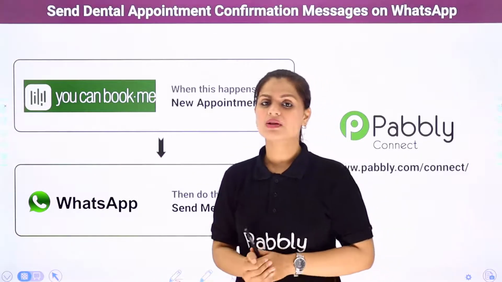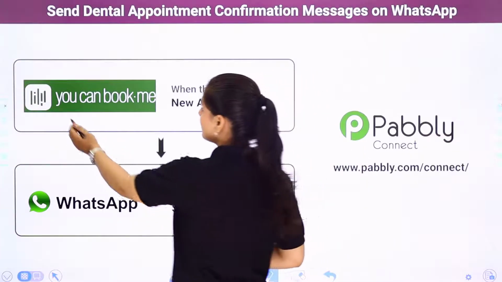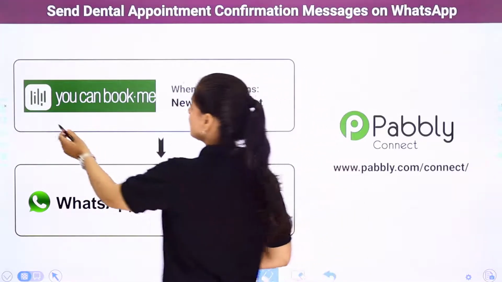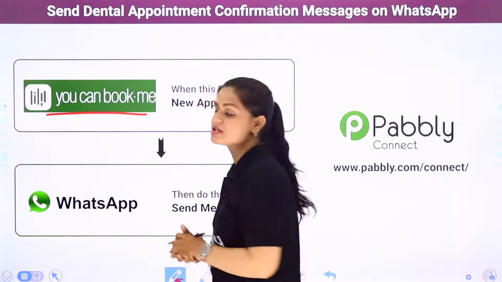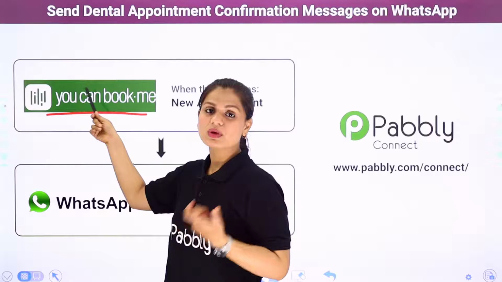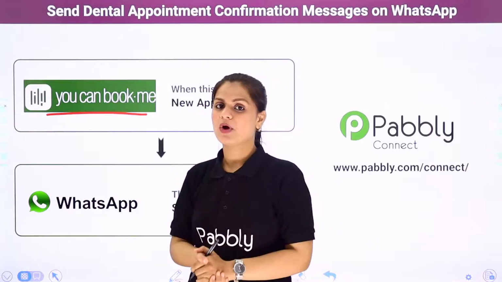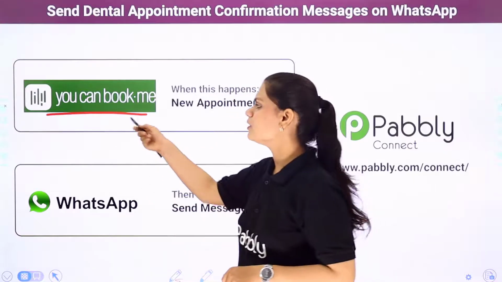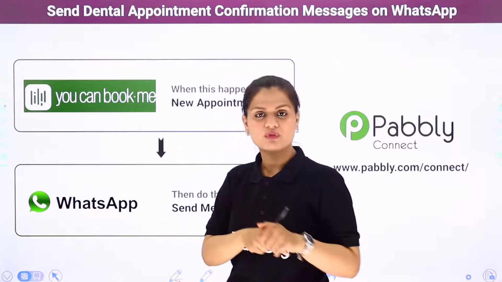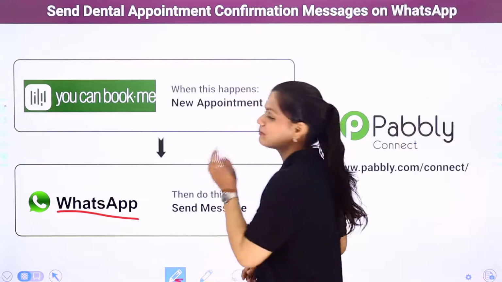To perform this task, I am using two software applications: uCanBook.me and WhatsApp. uCanBook.me is a scheduling and managing software to take new appointments. From uCanBook.me, I have created an appointment page from which my patients can book the appointment. Instead of uCanBook.me, you can also use Acuity Scheduling, Calendly or any other appointment managing software. And then I'm using WhatsApp, which is a famous chat application to send the messages.